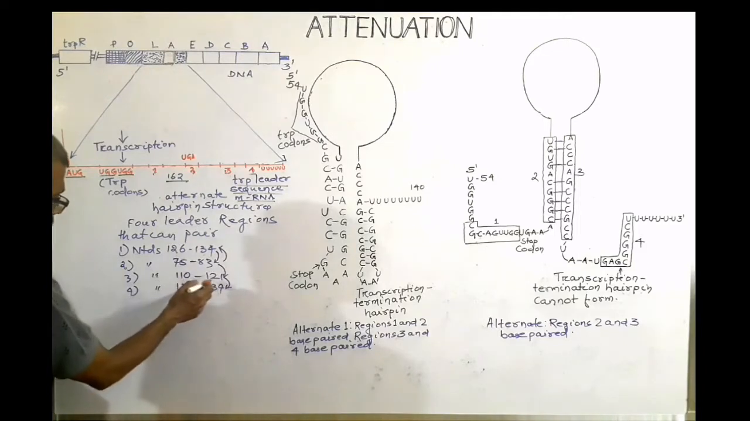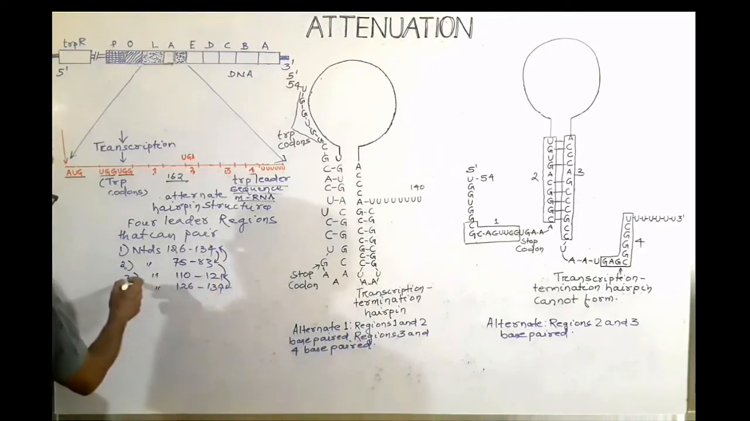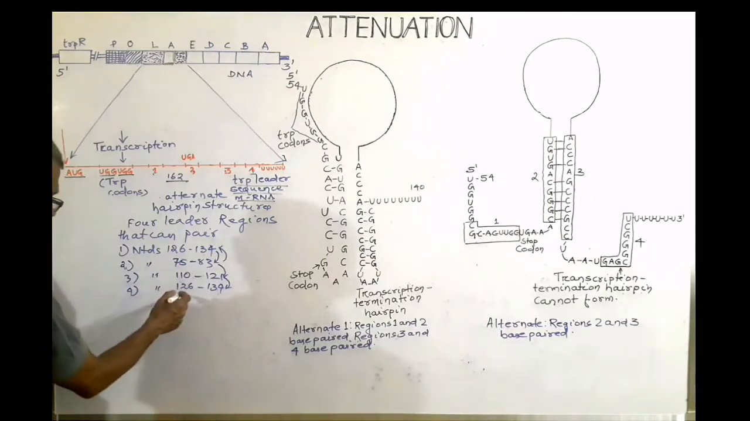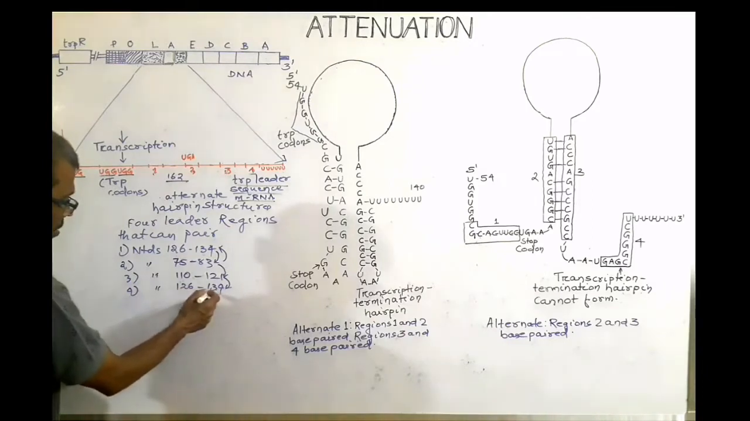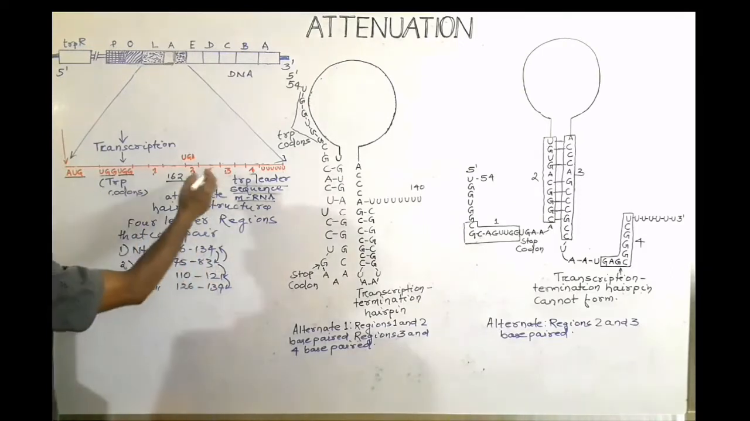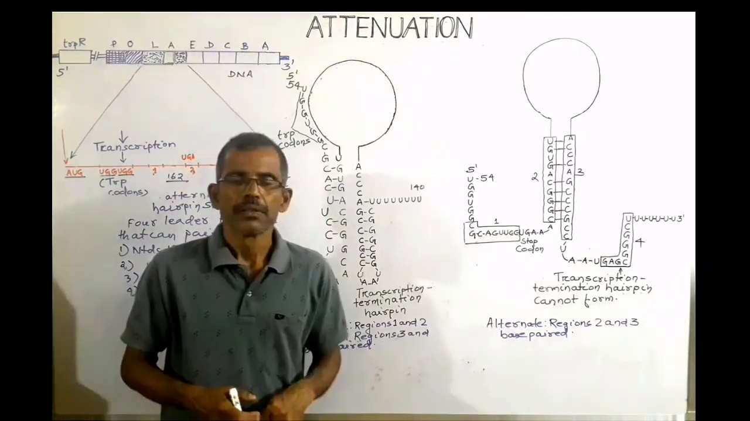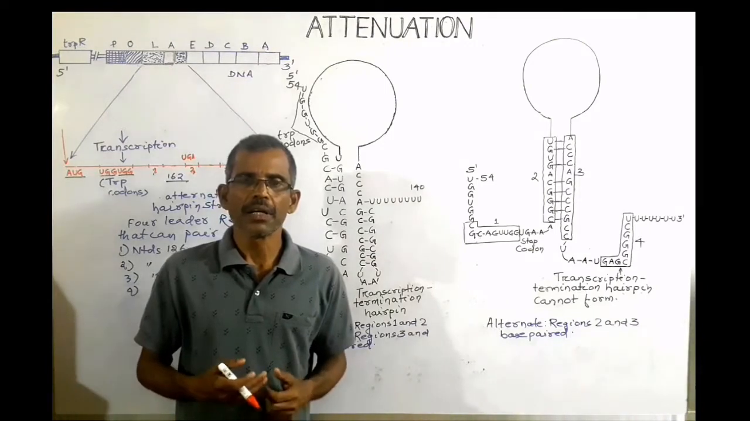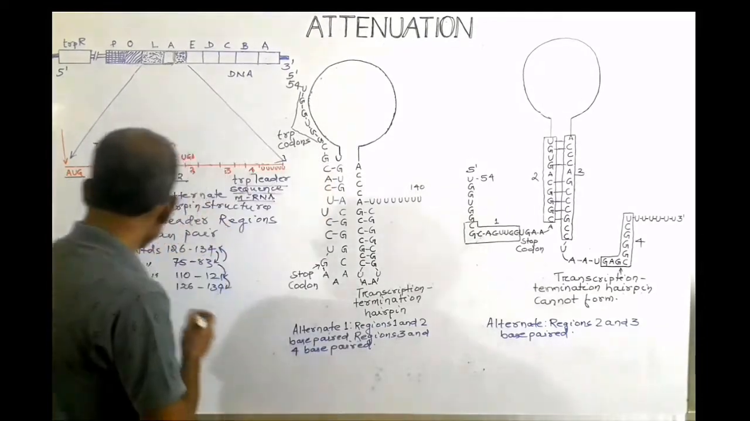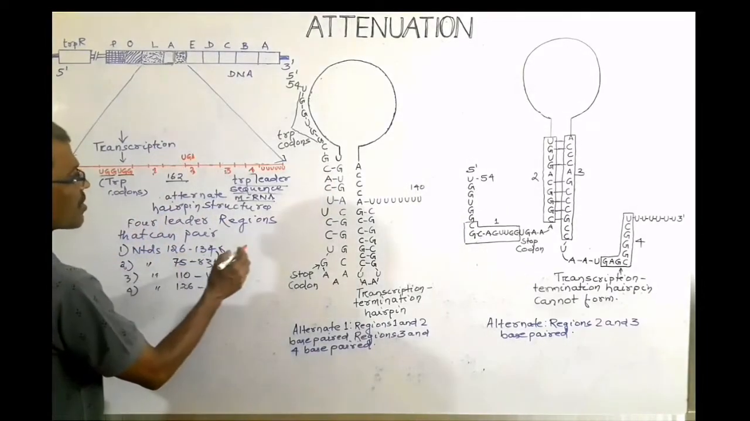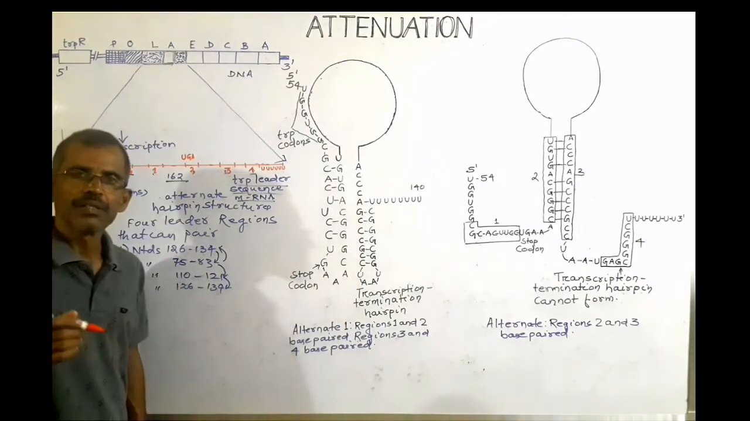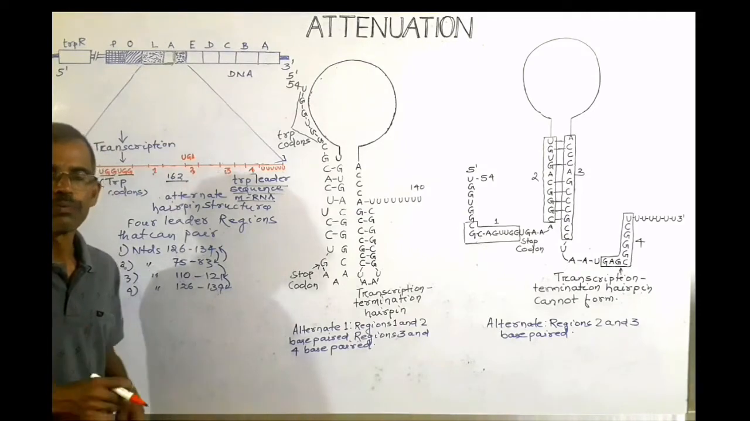Nucleotides 110 to 121 constitute region 3, and region 4 includes nucleotides from 126 to 134. So these different regions are present in this nascent mRNA. These four different regions contain nucleotide sequences by which region 1 can base pair with region 2, region 2 can base pair with region 3, and region 3 can base pair with region 4.